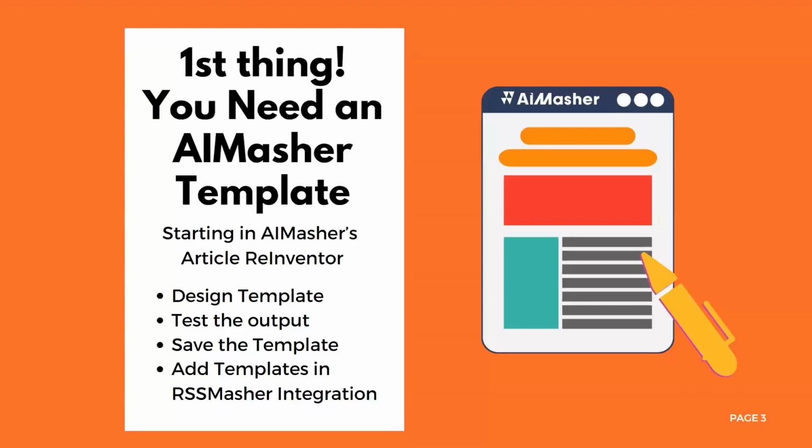But first things first, you've got to build a template. You have to build an AI reading and writing template. Very easy to do. You design the template, test the output, save the template, and then add the template into RSSMasher so they talk back and forth. Once you have the template, you can go back to RSSMasher, and you probably won't ever visit AiMasher again if you're using these templates back and forth.